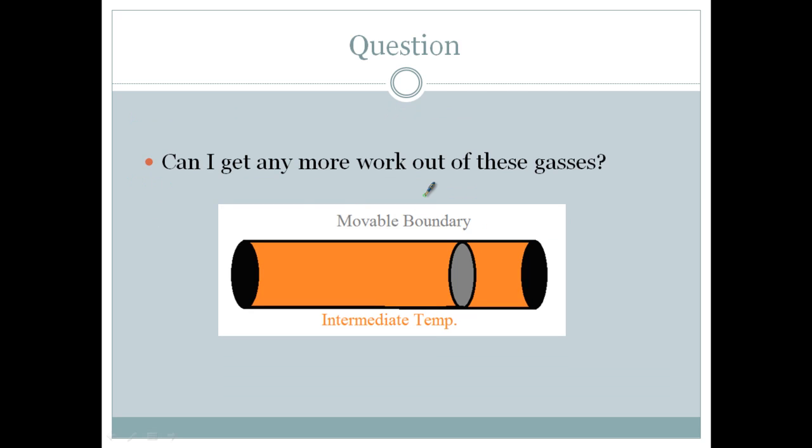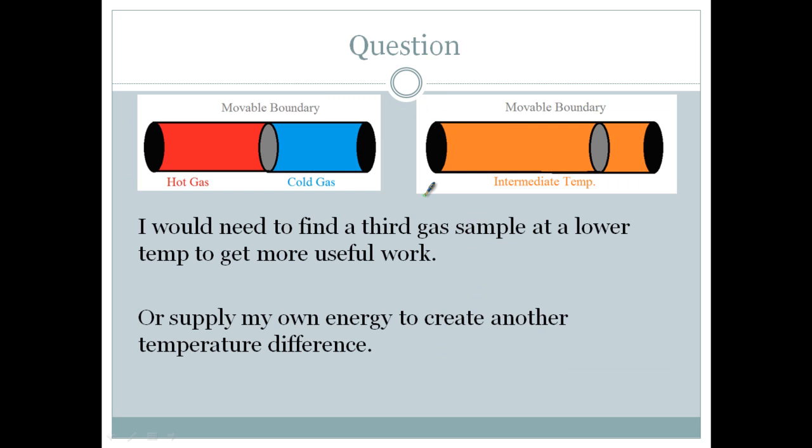So can I get any more work out of these things? Yeah, I need to find a third gas sample at a lower temp. So I put another gas over here with a lower temperature, and the piston would come this way until it all evened out again. Or I could just supply my own energy and create another temperature difference, which is how your cars work. You keep burning gas to make temperature differences that keep this piston moving back and forth.